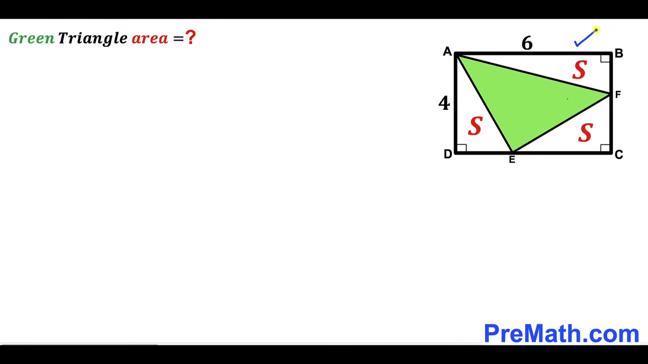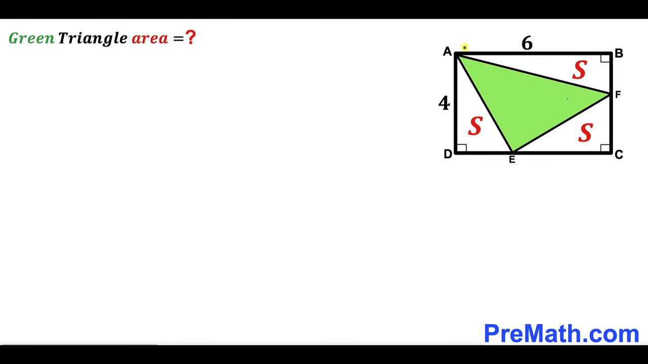In this video, we have got this green shaded triangle AEF fully confined in a rectangle ABCD, as you can see in this given diagram, such that we got these three other white triangles as well. And all of these white triangles have the same area represented by uppercase S square units.